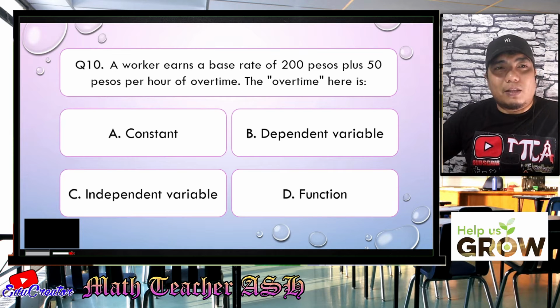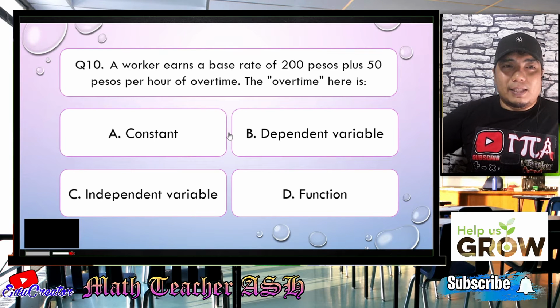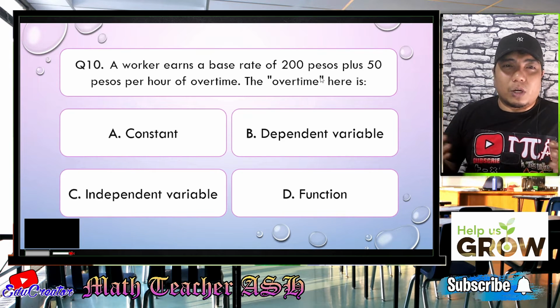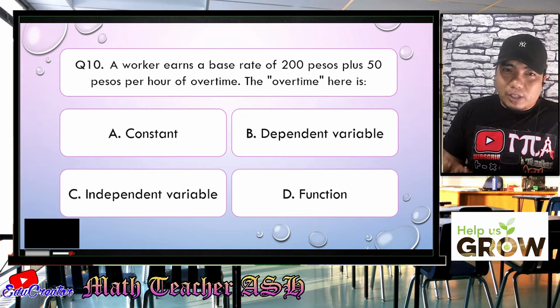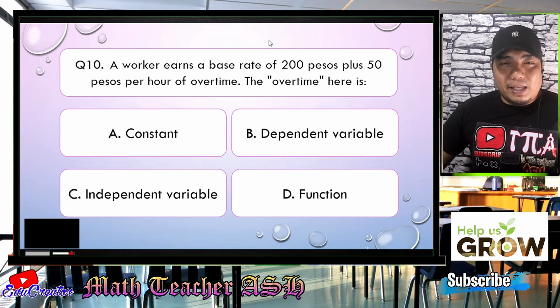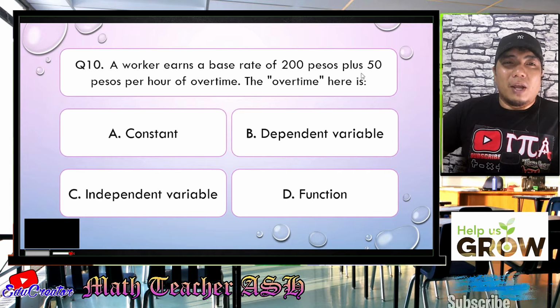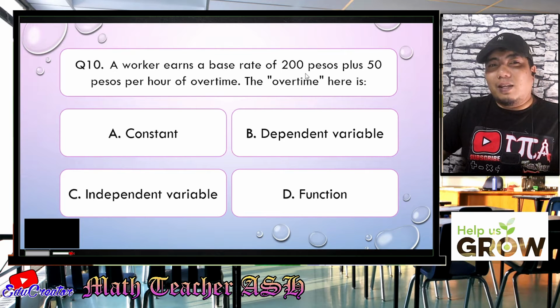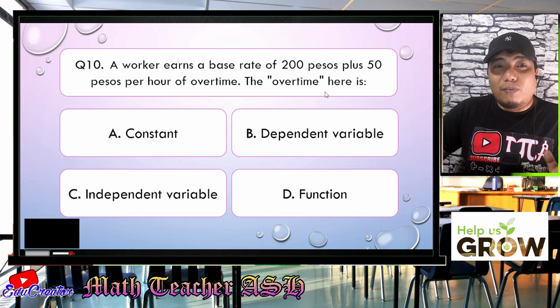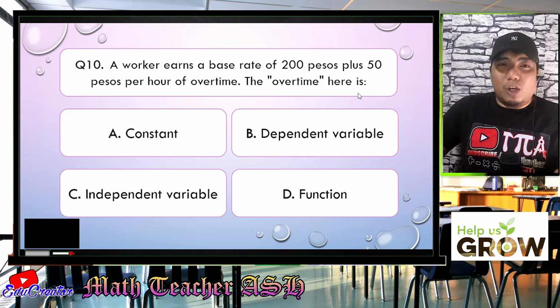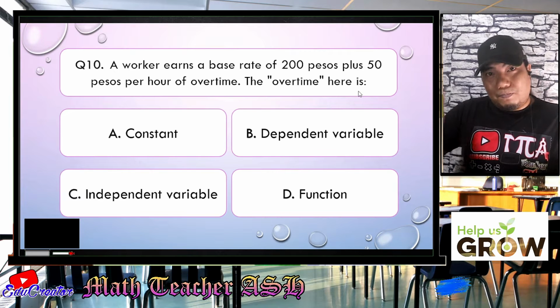Alright, my dear math learners, in answering this question, we have a worker with a base rate of 200 pesos. It means whatever the worker does, whether he works overtime or not, he has a base rate of 200. So that is constant. Very good. Now, the question here is not the 200. The question here is the overtime, which is the 50 pesos per hour of overtime. So what do you call this 50 pesos per hour?